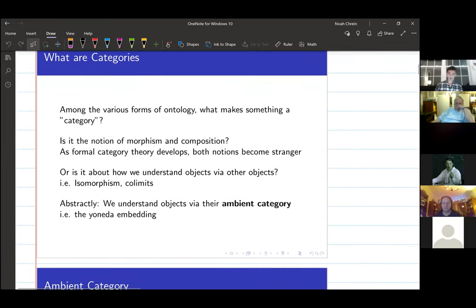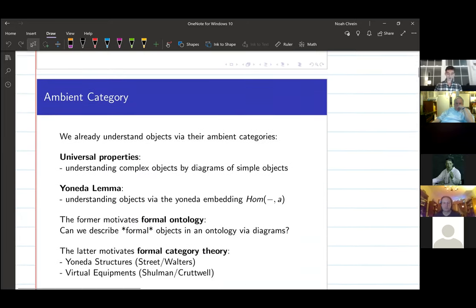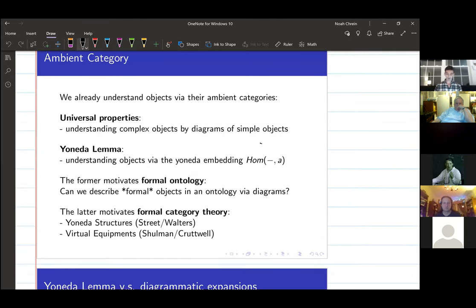So let's talk about the Yoneda embedding. So if you look at this third line here, the Yoneda embedding is, you know, just formally an embedding from a category into the presheaf category. And it's going to send an object to the representable functor on that object, okay? But what does the representable functor represent? Well, it represents the morphisms into that object. And so I would say that that counts as the ambient category, okay?